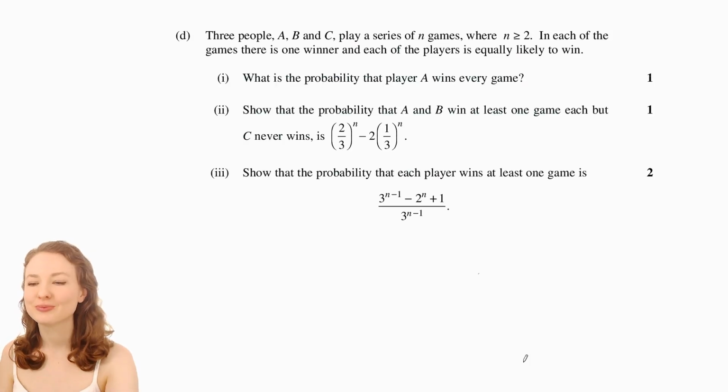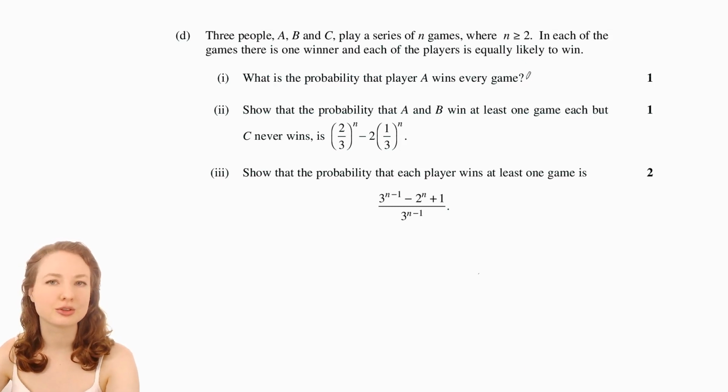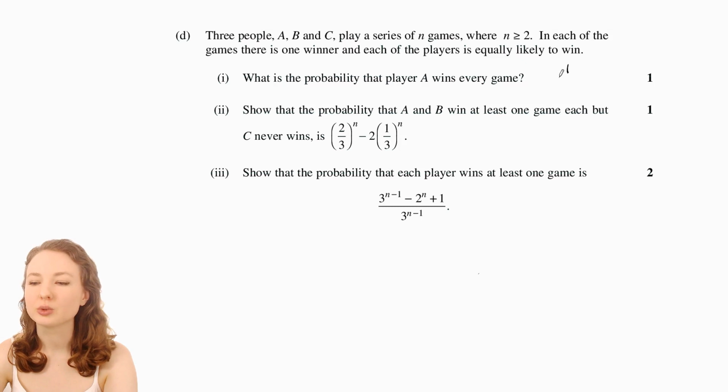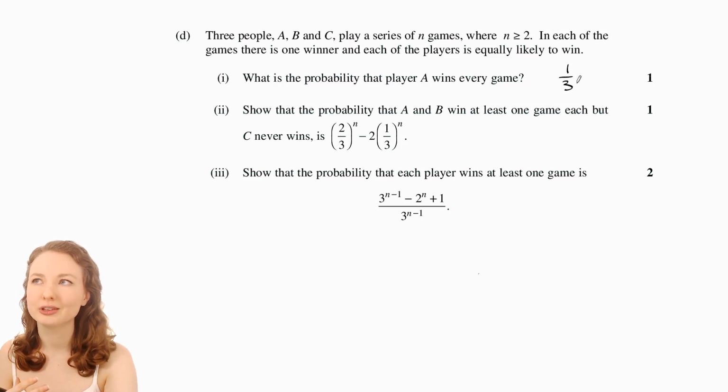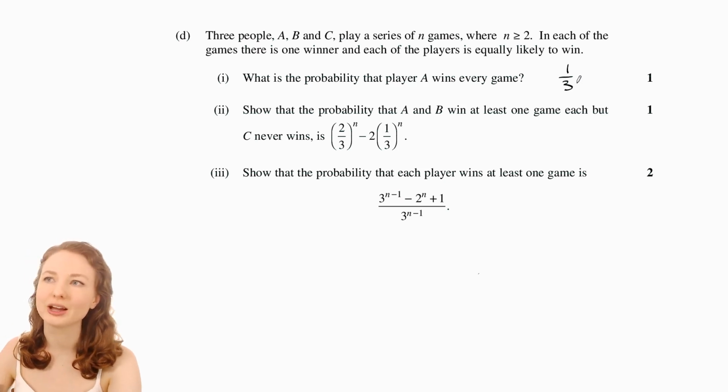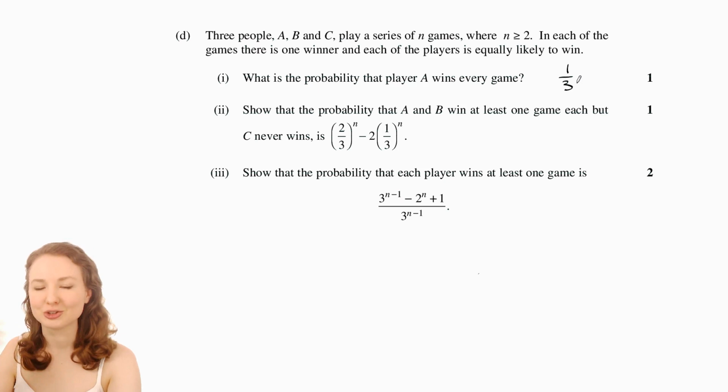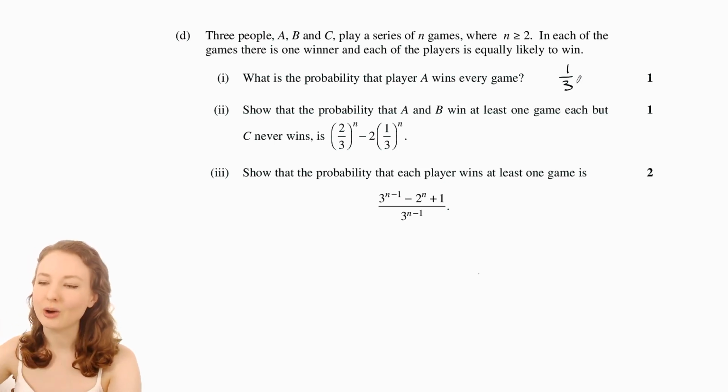Part D. So the probability that A wins just the first game is 1 on 3. And then if you want to work out the probability that they win the first and the second, it would be 1 on 3 times 1 on 3, and so on and so on. So 1 on 3 times 1 on 3 times 1 on 3, to the power n, because there are n games.